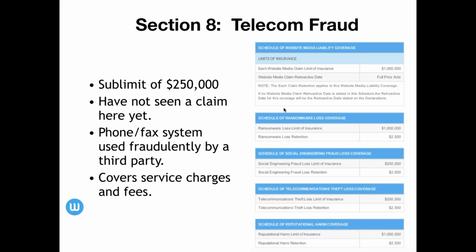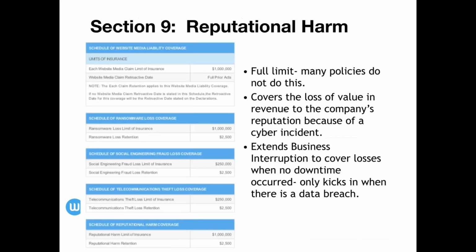Section 8. Fortunately for you, Brad, telecom fraud is not a commonly used coverage. It covers the fraudulent third-party use of your telephone system in a scam. Not the most common occurrence in 2019, though it was common when all of these policies were originally written in 2004. But it is there just in case it happens, because the service charges and fees can get astronomical.